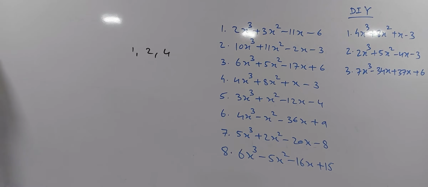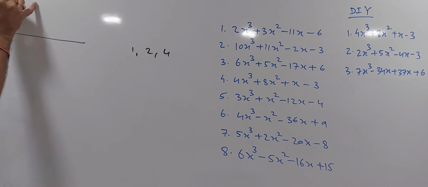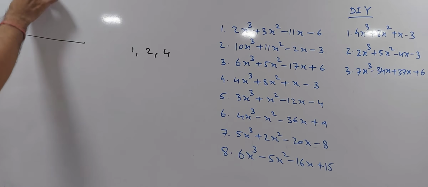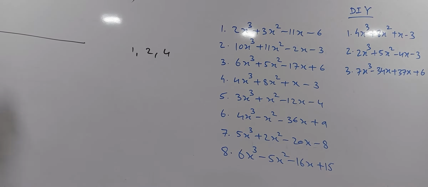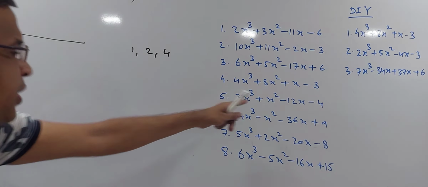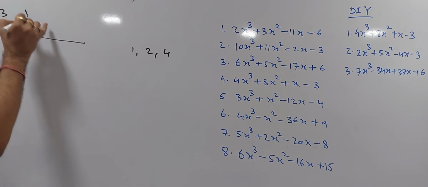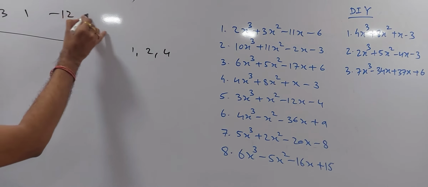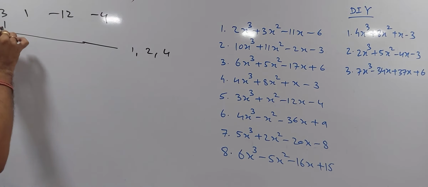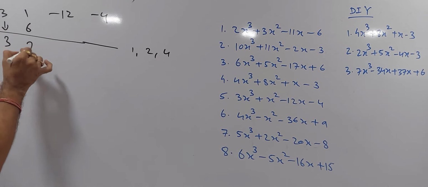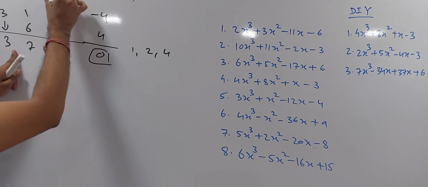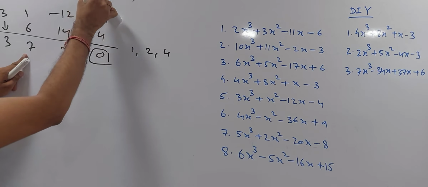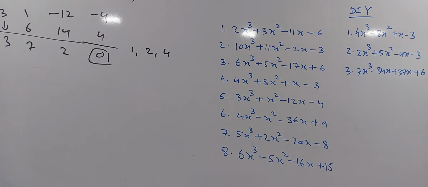So I can simply say that 2 is one of the roots, so that means x minus 2 is my factor. Now we are looking for the quadratic factor. Using 2, the coefficients are 3, 1, minus 12 and minus 4. Drop down 3. 3 2s are 6, plus 1 is 7. 7 2s are 14, minus 12 is 2. 2 2s are 4, minus 4 is 0. So that means the quadratic factor is 3x square plus 7x plus 2.